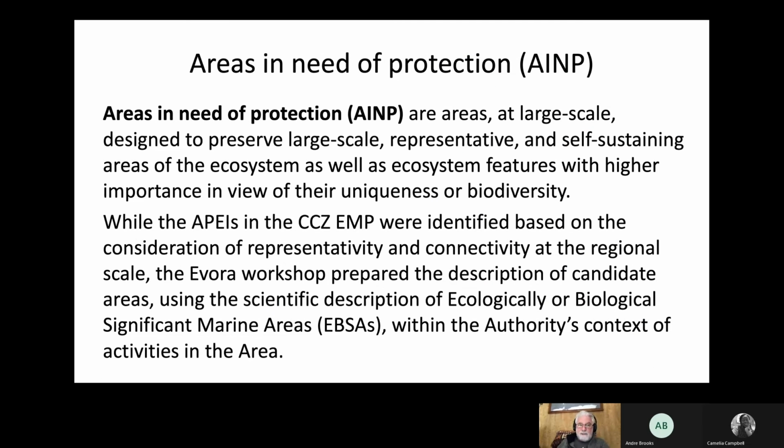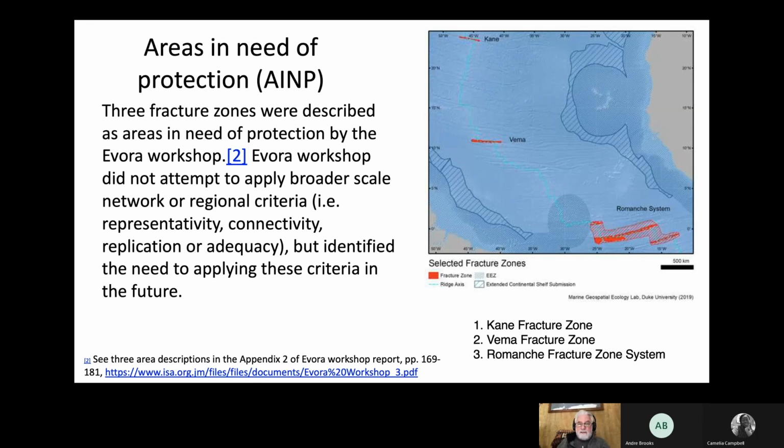Areas in need of protection were also described, and these were larger scale areas looking at representative or self-sustaining ecosystems, and they were areas that were described because of unique values or importance. In this context, 3 different areas of selected fracture zones were described and written up using important area template criteria. These were the Kane, Vima, and Romanche fracture zone areas.